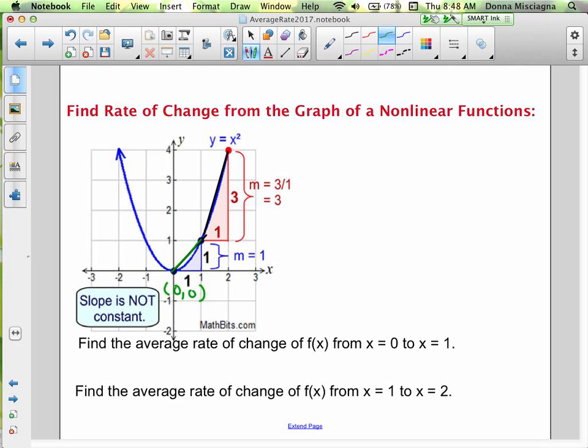The value of the function is 0, so that's 0, 0. And when x is 1, y is going to be 1. So this point here is 1, 1. All right, and then over here, when x is 2, y is 4. So 2, 4 is that point there.